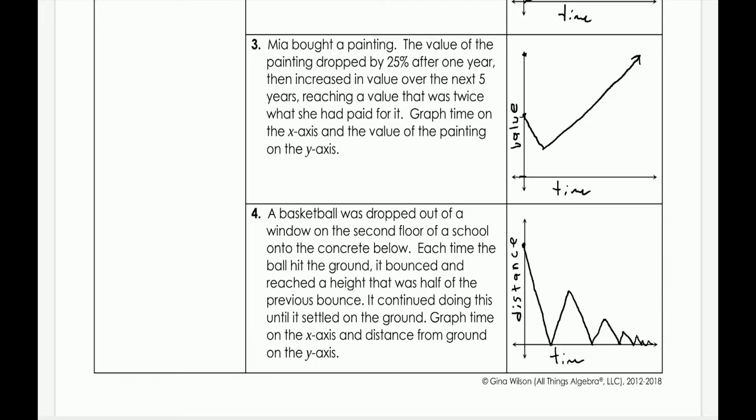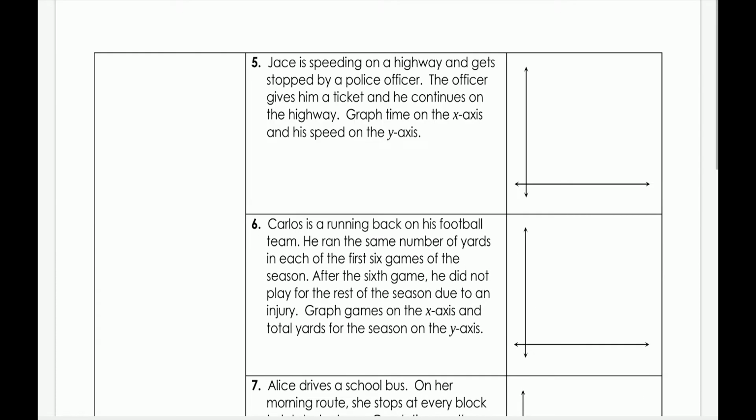Okay? So let's move on to number 5. Number 5 says that Jace is speeding on a highway and gets stopped by a police officer. The officer gives him a ticket and he continues on the highway. Graph time on the x-axis and his speed on the y-axis. Alright, so this would be time. This is his speed.